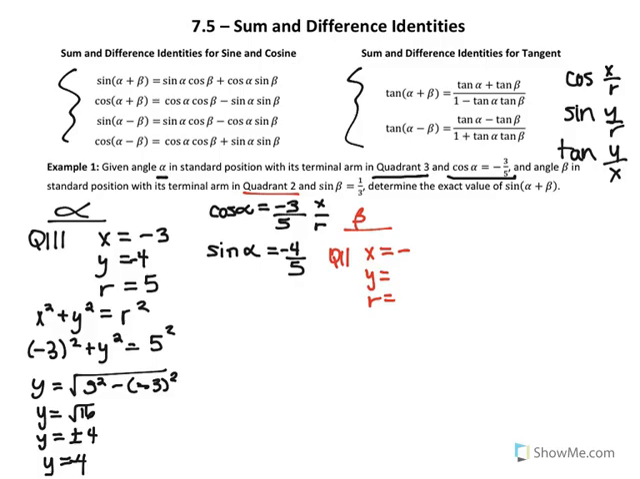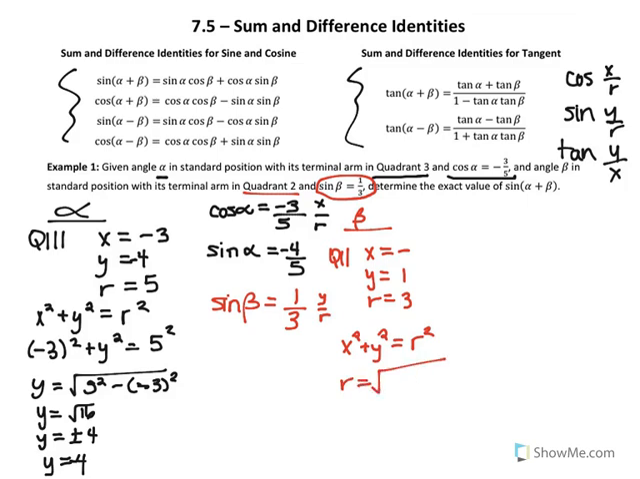Now we're going to use the fact that we know that the sine of b, or beta, is 1/3. That tells us our y and our r values. So y is 1 and r is 3. We're going to use x squared plus y squared is equal to r squared, and I'm going to skip the steps. We're going to go 3 squared, subtract 1 squared. So x is equal to plus or minus the square root of 8.